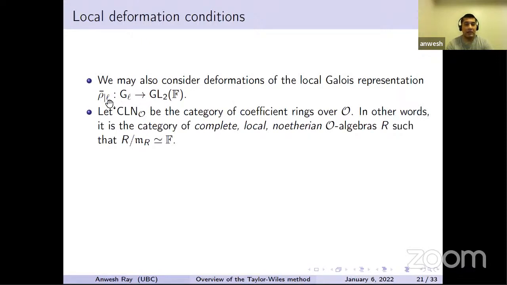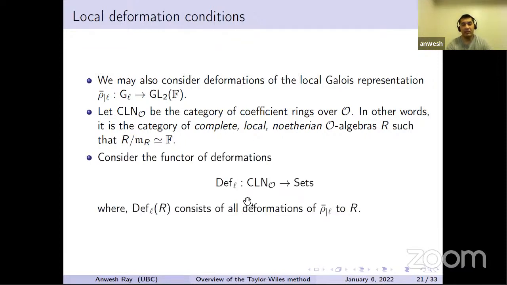And when we look at rho bar sub L, so this is a local Galois representation, we can consider all the deformations of rho bar sub L. So CLN of O is the category of coefficient rings, and we get a functor from CLN of O to sets. This functor basically takes a coefficient ring R to the set of deformations of the local representation to R. So it's kind of functorial.